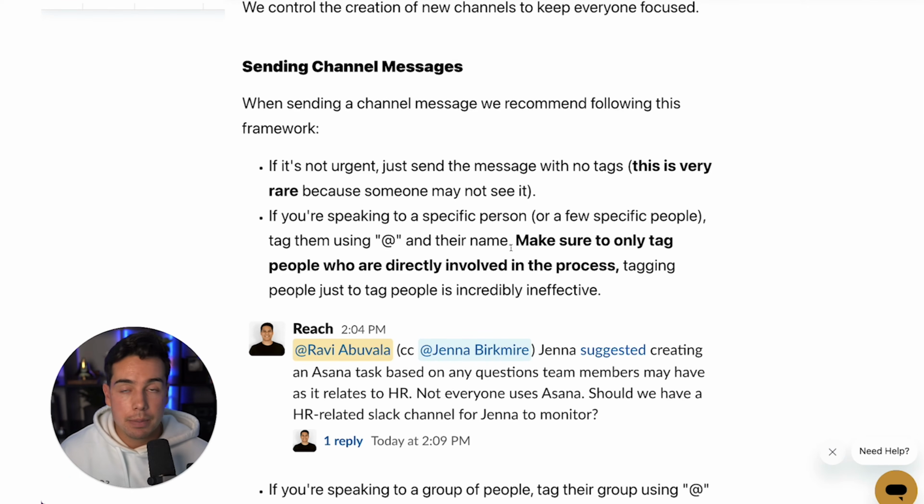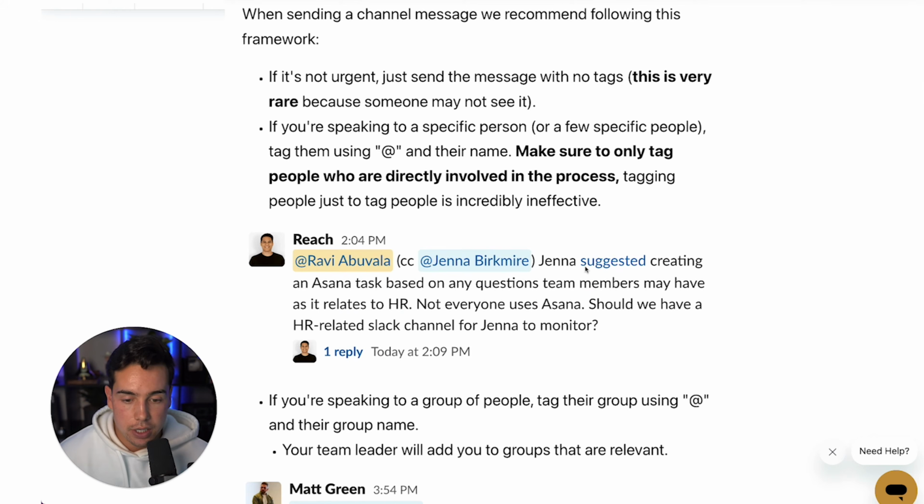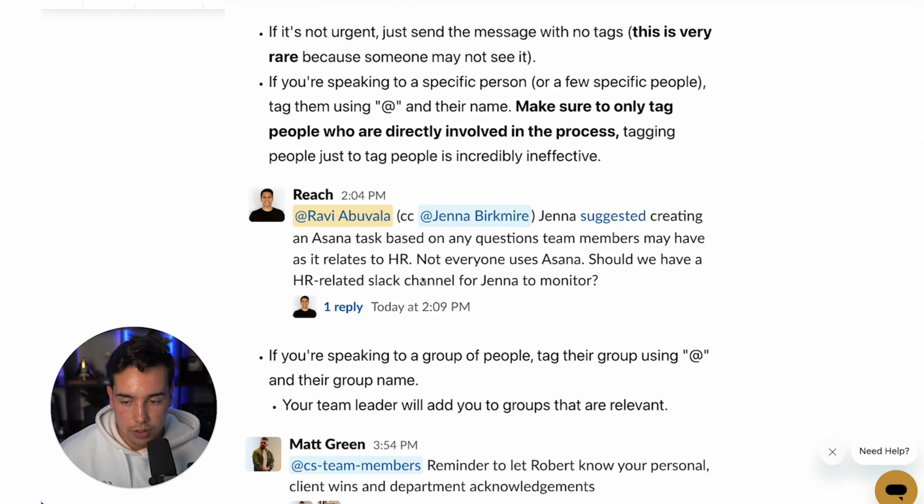Just tagging people to tag people is incredibly ineffective, because remember, we want to limit the amount of notifications people are getting on a day-to-day basis. So if you're sending a tag just because you want everybody to see how much you're working, it's kind of a waste of time. Instead, only tag very specific people that are involved in that or need to see what's going on there, okay? Here's an example of Reach talking about some HR questions. He asked me, but he CC'd one of our HR managers inside of here so that they could learn more.